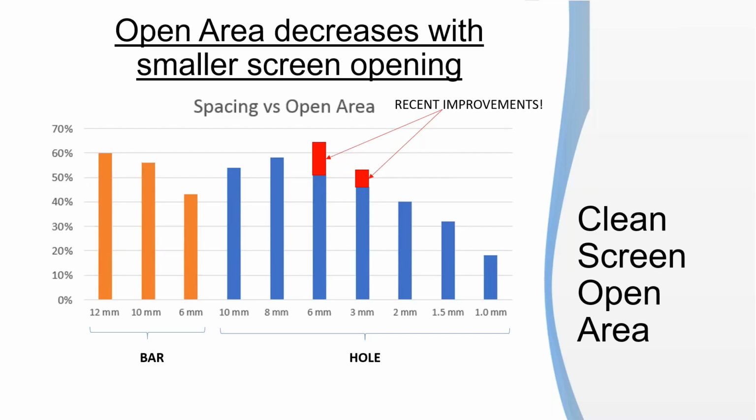Recently, we've been able to improve on the perforated opening area size from 51% for 6mm to above 60%, and from low to mid 40s for 3mm up above 50%, which is going to give you a significant increase in flow capacity. But outside of that, the only ways you can really decrease your velocity is to change the water level in the channel itself or the screen opening area.